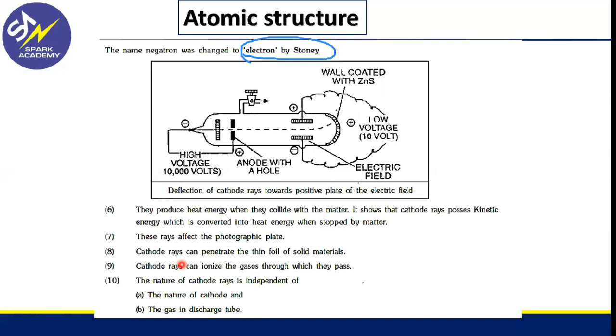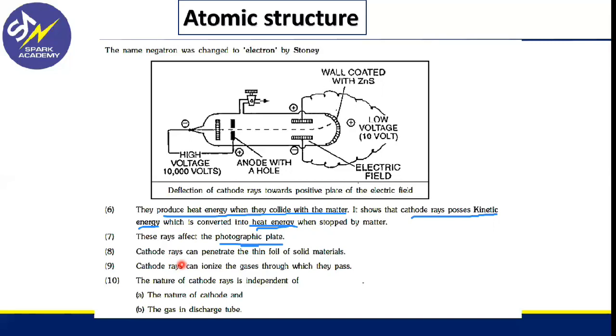So if you observe here, when I place two plates, the electron is deflecting towards the positive electrode and hitting the zinc sulfide screen. They also produce heat energy when they collide with matter. These cathode rays possess kinetic energy which is converted to heat energy when stopped by matter. That is when you get heat energy, isn't it? Even when I am heating up a substance, it will produce heat energy. There is heat energy because of the kinetic energy, and they will affect the photographic plate. That is why they light up the zinc sulfide screen.